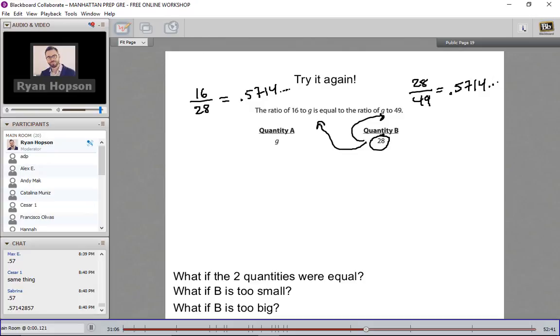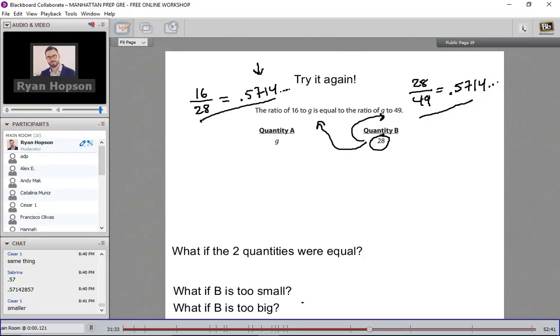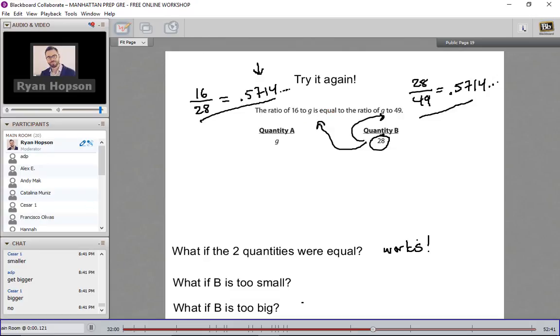So, what does it mean to us that these two were equal? Well, now let's think about this. What if B were too small? What if we made quantity A greater? If quantity A was greater, if G was greater, what would happen to this value? Good. And how about the value over here? What happens to this one? Yeah. This one's going to get smaller because our quantity here would increase and that would make this value smaller. This one would increase. Would our two ratios be equal anymore? Absolutely not. What about the other way?